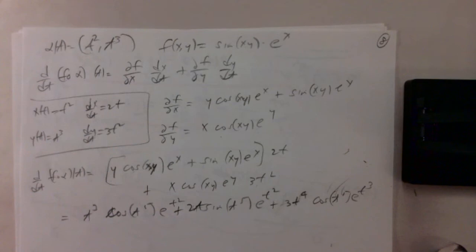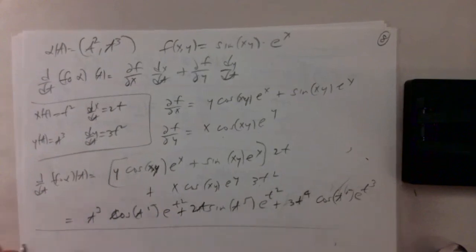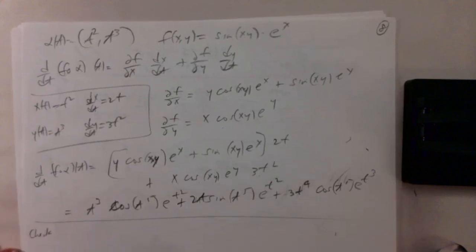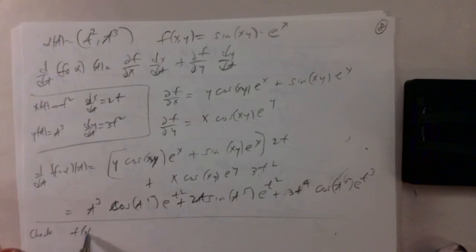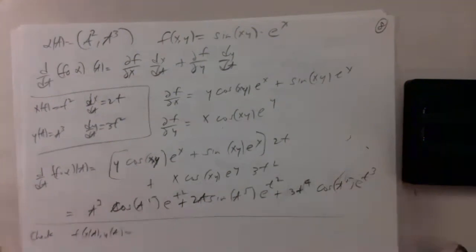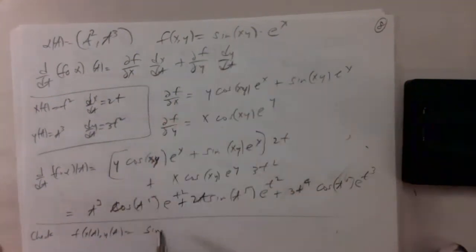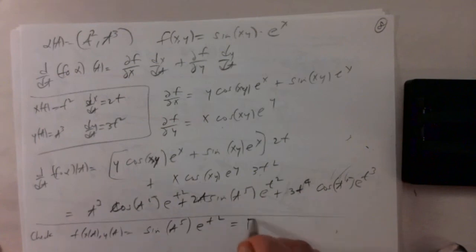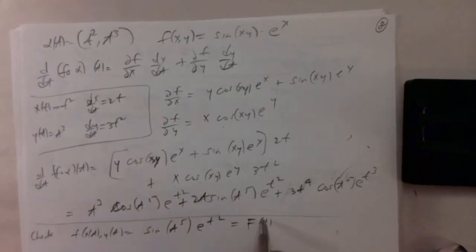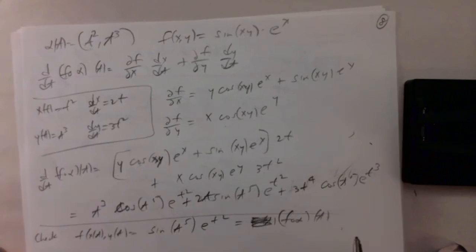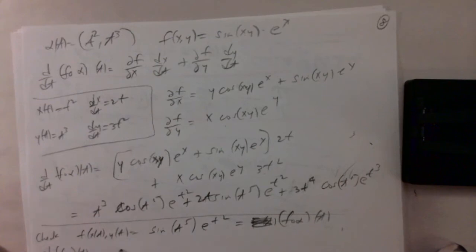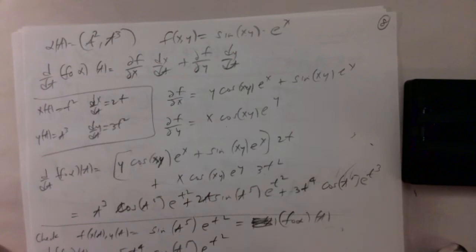So if this is correct, let's see if we can check. Suppose we write f of x of t, y of t, directly as a function of t. This is the sine of x, y, t to the fifth, e to the t squared. Let me just call this capital F of t. Well, sorry, so that's f composed with alpha of t. So the derivative with respect to t of f composed with alpha of t is also equal to 5t to the fourth sine of t to the fifth e to the t squared. Oops, I'm sure I made a mistake somewhere, but we'll see.